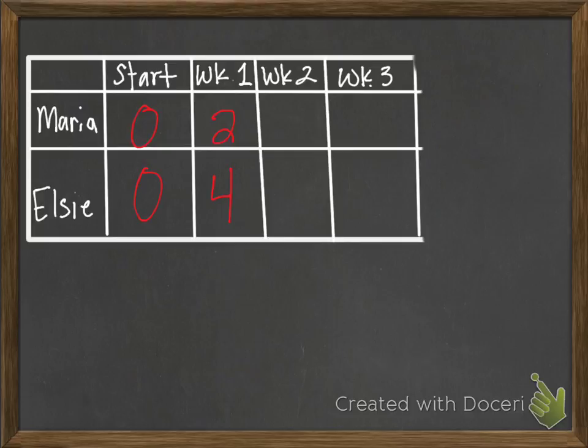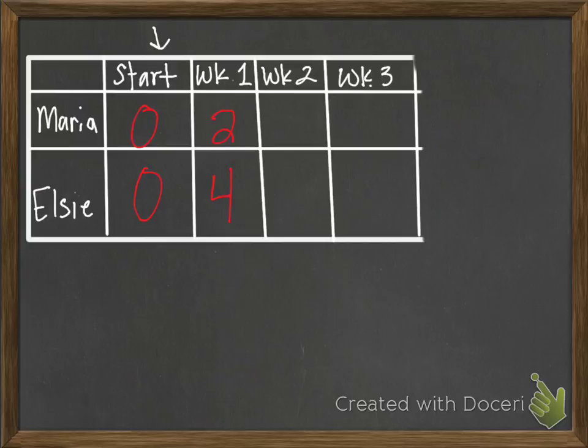So Maria and Elsie have new piggy banks. Maria saves $2 each week. Elsie saves $4 each week. If neither of them spend any of the money, how do their savings compare after a year? So, right when they got their new piggy banks, that's when we are at the start. So they have $0 in their piggy bank.